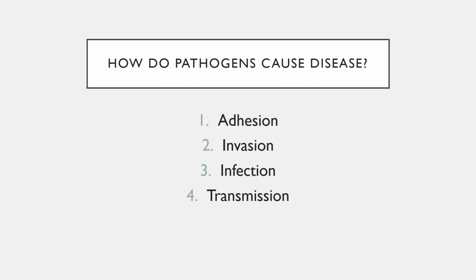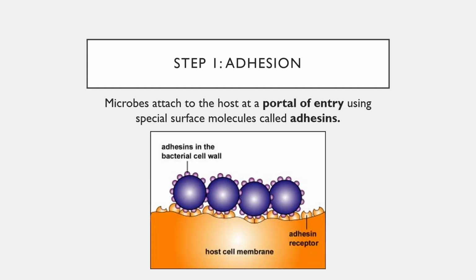So we're going to start with adhesion. It should make sense to us that the first step of a microbe initiating an infection is for it to attach to its host. Once it finds a host, it will attach to the host in order to gain entry at one of a variety of what are called portals of entry using special molecules found on the surface called adhesins. Here we can see a cartoon depiction of some surface adhesins on the bacterial cell wall, which are attaching to a host cell here at these adhesin receptors.